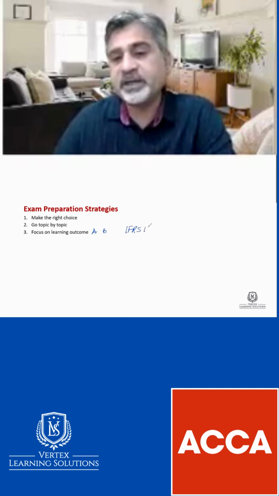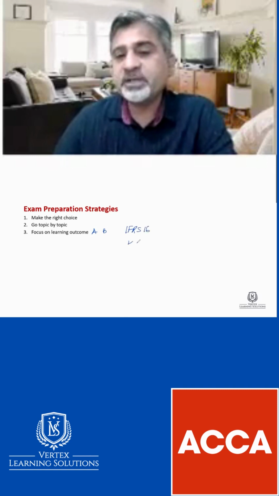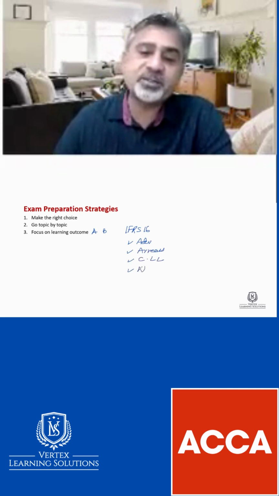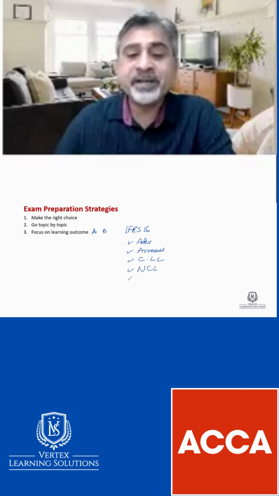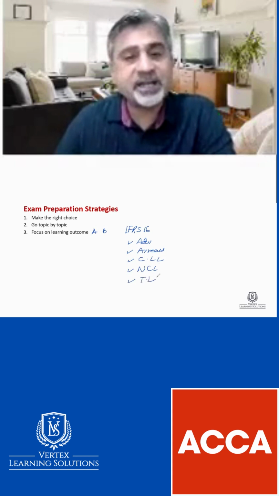If you are doing a leases question, in one question they will make lease payment in advance. In another question they will give lease payment in arrears, which means at the end. Then in one question they ask you the current lease liability. In another question they ask you non-current lease liability. In another question they ask you total lease liability.